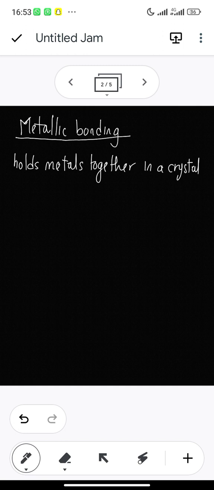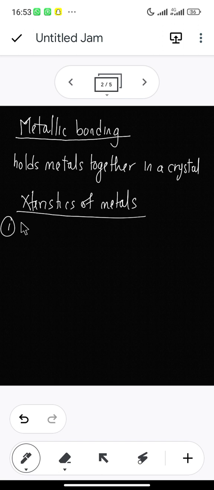Now, this is basically what you need to know. Now we go to the characteristics of metals. Obviously, the bonding involves metals, so there's no need to say characteristics of metallic compounds. Just say characteristics of metals. The first characteristic is malleability. They are malleable, which means they can be hammered.